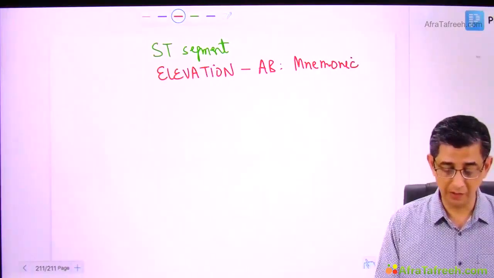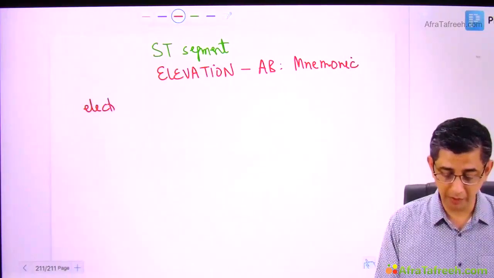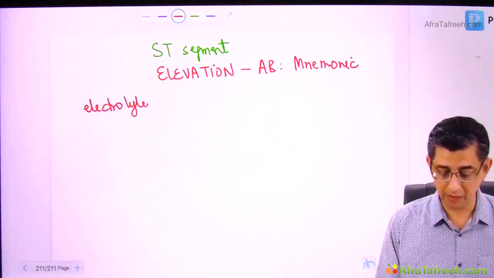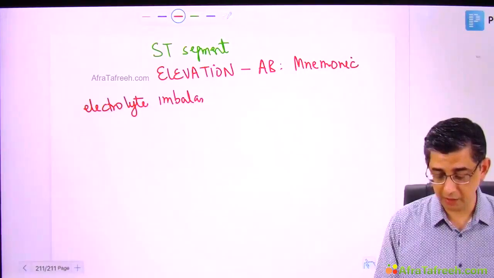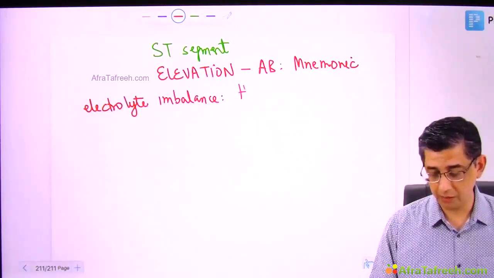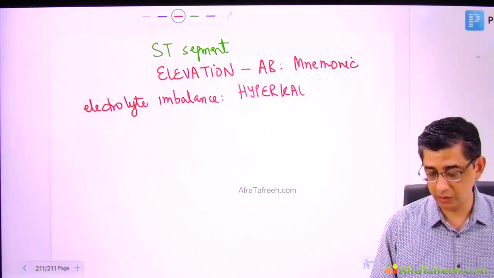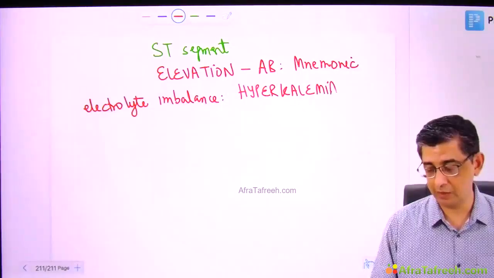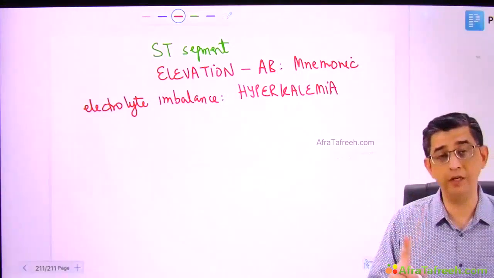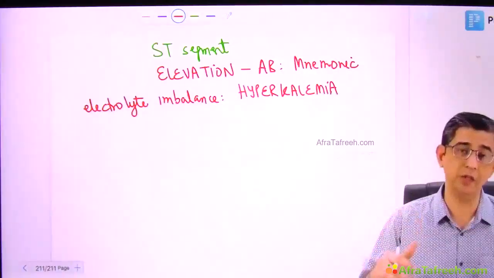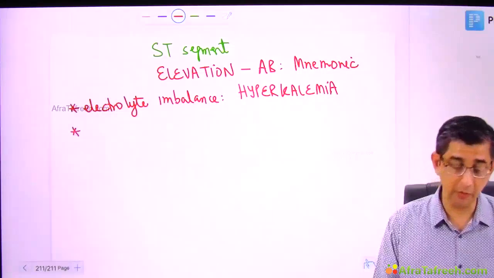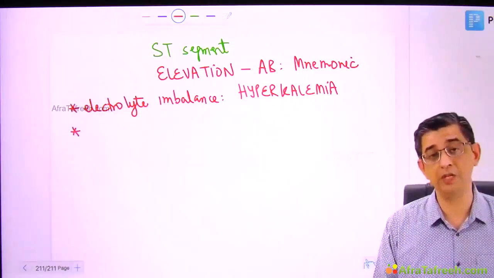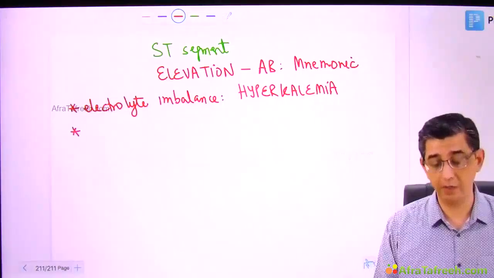The first and foremost would be alphabet E, and that would be electrolyte imbalance. The electrolyte imbalance that I want you to remember here is hyperkalemia. Remember like this, because the word is hyper, it means the arrow is going up. If the arrow is going up, that means the T wave will also go up. So a tall tented T wave, and following the T will be the ST segment. So remember, alphabet E here is electrolyte imbalance. We're talking about hyperkalemia, and the opposite of this, hypokalemia, will have ST depression.